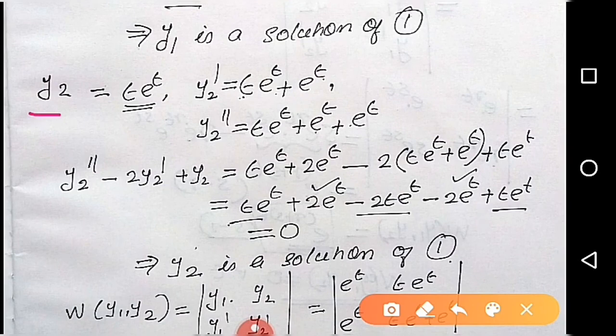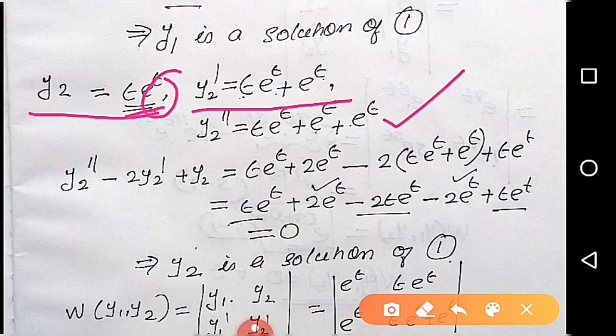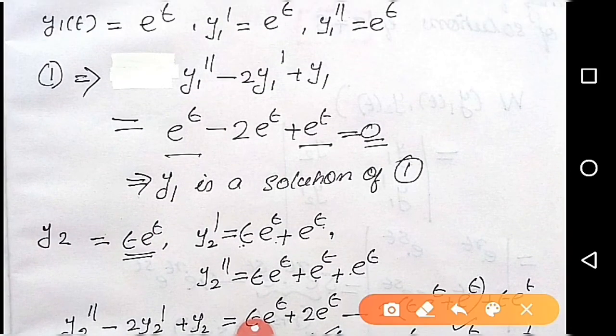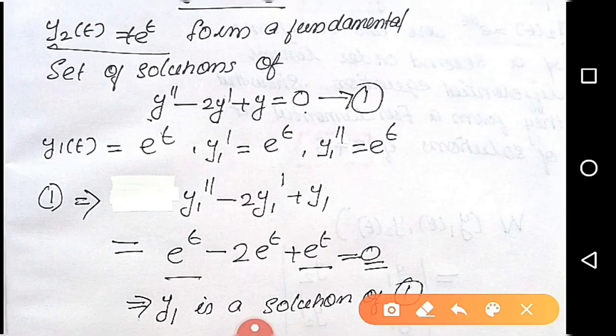Now, y2 is t e raised to t and we find its first derivative. The derivative of t e raised to t is the first, t, into the derivative of e raised to t, plus e raised to t into the derivative of t, that is e raised to t. Similarly, we can find y2 double dash, substitute into y2 double dash minus 2y2 dash plus y2, and simplifying we will get it equal to 0. That is, y2 is also a solution of our given differential equation 1. So we got two solutions of 1.